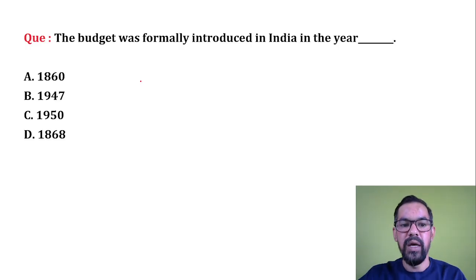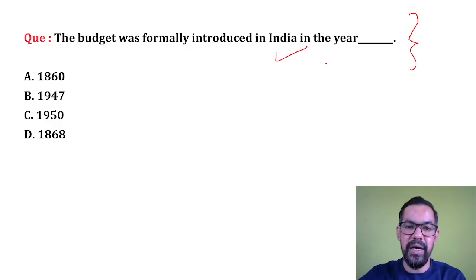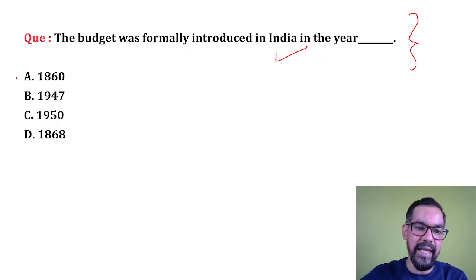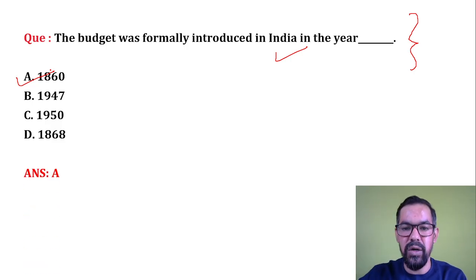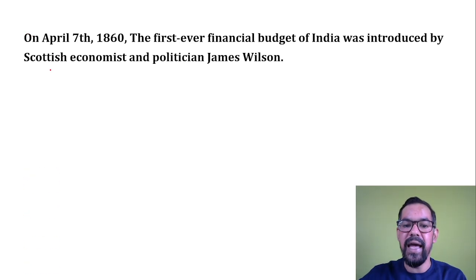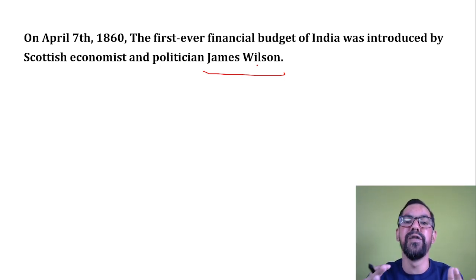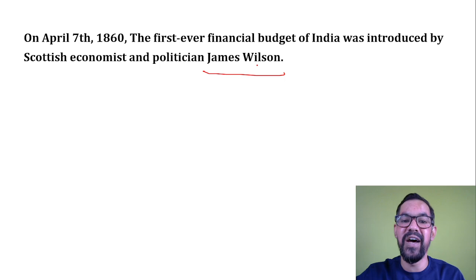Okay, next one. The budget was formally introduced in India in the year? The budget was introduced in India by James Wilson on 7th April 1860. James Wilson, who introduced this particular one, is generally known as the father of the Indian budget as well. And the father of the world budget is Sir Robert Walpole. He introduced the term budget for the first time in 1730.